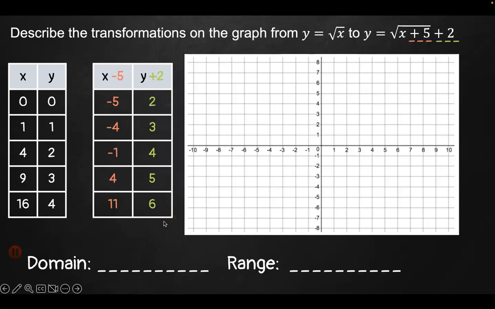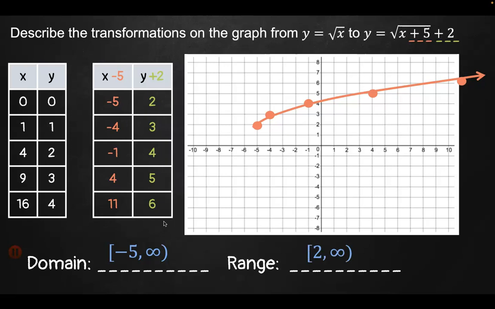Once I make my new table of values, I can plot those points and make my curve. Again, it should look pretty similar to the previous example. Your parent function is going to look almost like half a U, a half parabola. Now, if I look at my domain, my smallest x value is negative 5, going all the way towards positive infinity. And my range is going to be the smallest y value of 2, going all the way towards positive infinity.